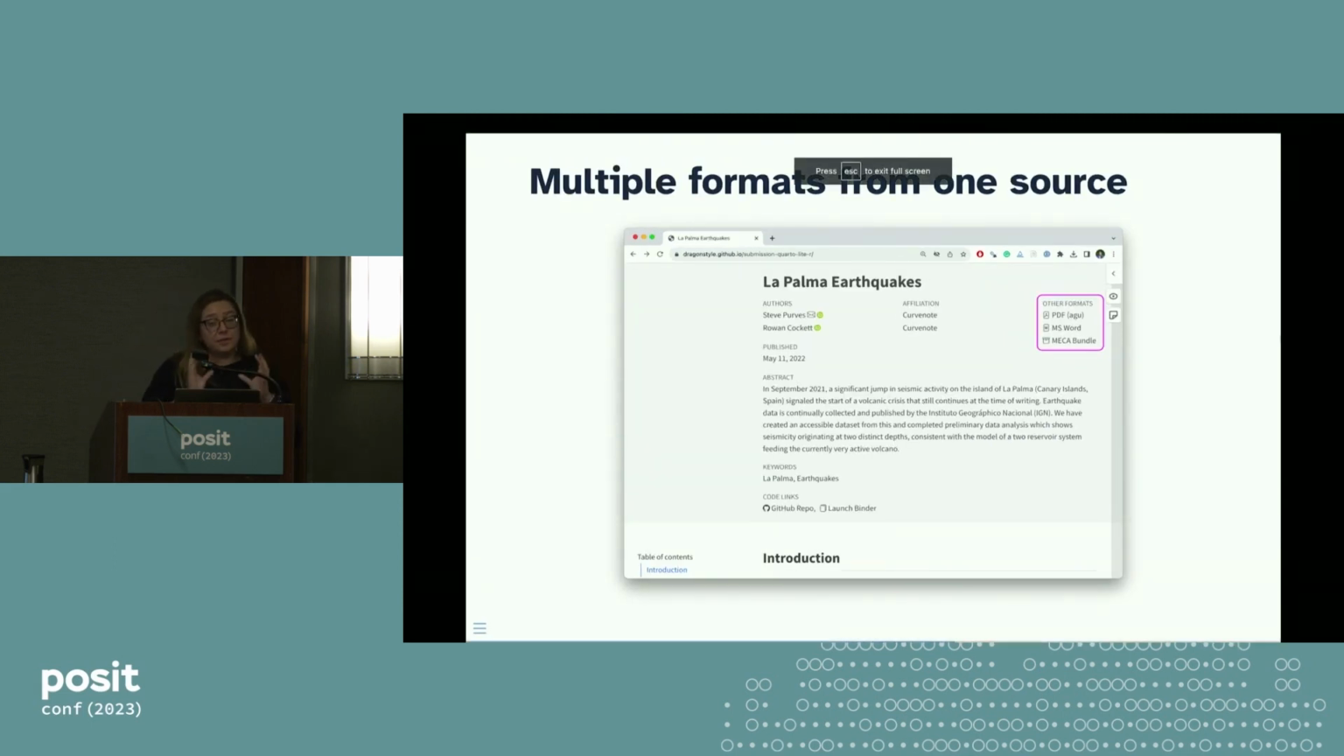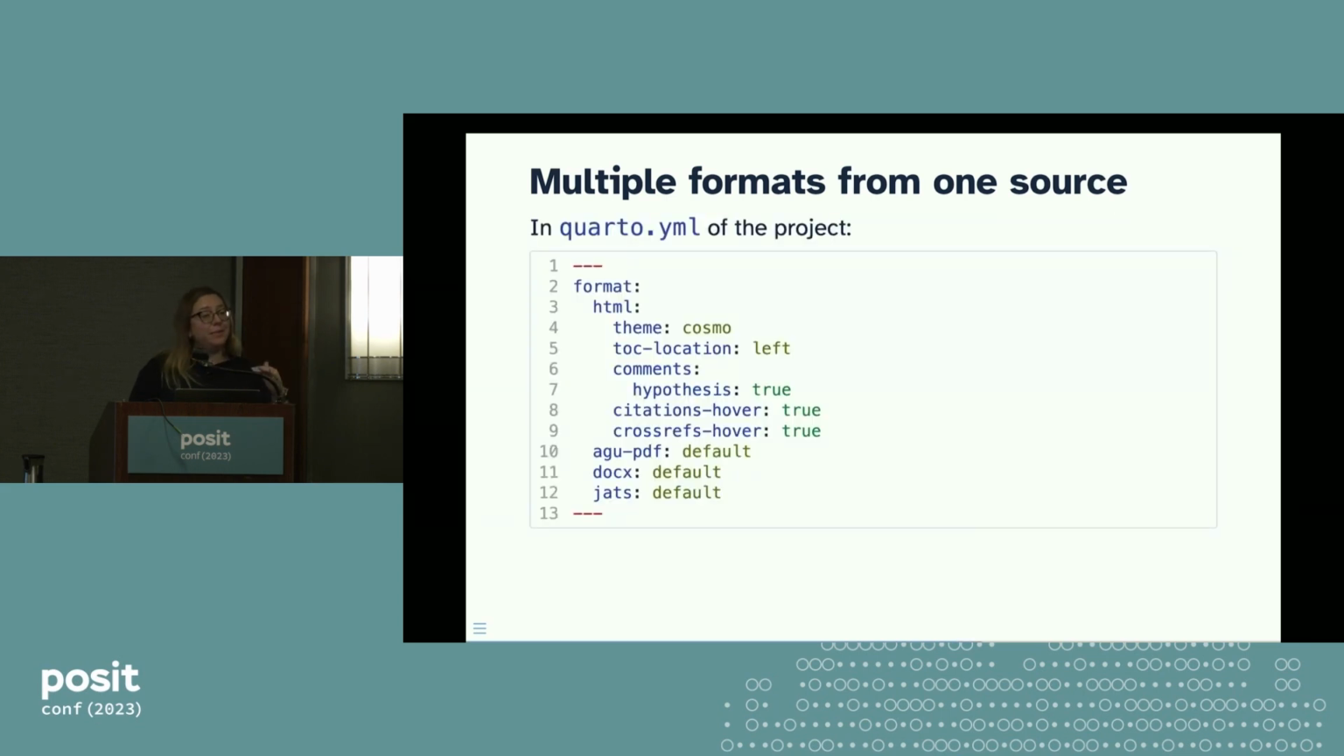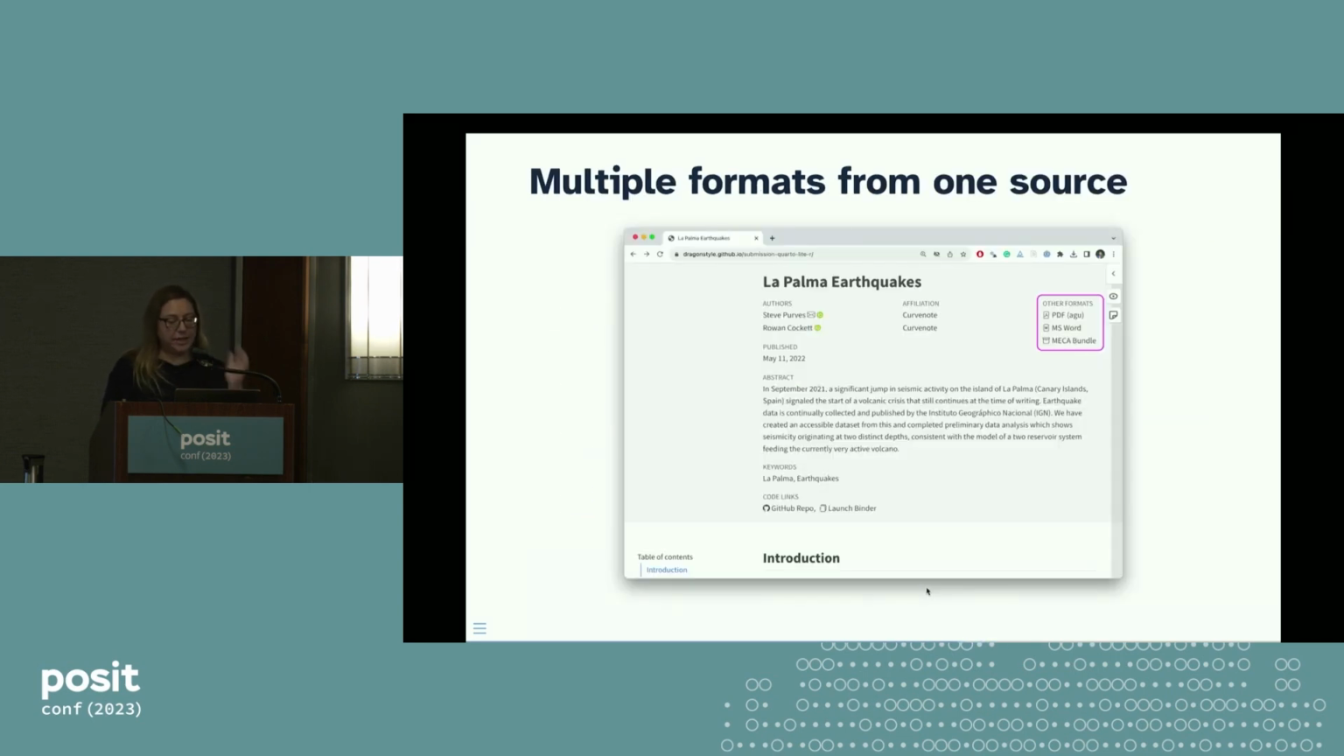Another thing is that from this one single source, you get multiple formats. So on this rendered web page, you can see that we're referencing a PDF that has the AGU format, so has the journal format, as well as a Word file. So starting with the same YAML of my project, I have one YAML that says I want an HTML, I want a PDF, I also want a Word file. I can actually get to this output where I'm able to see and access each of these formats.